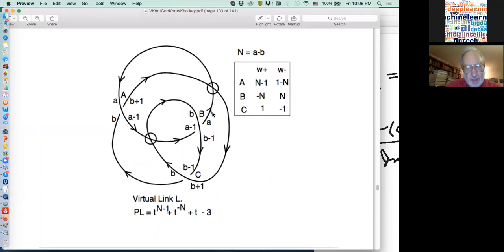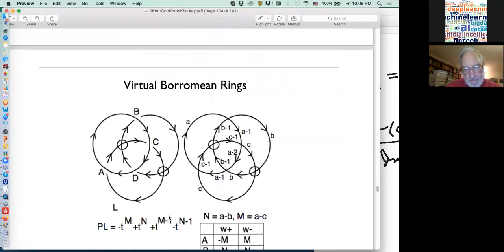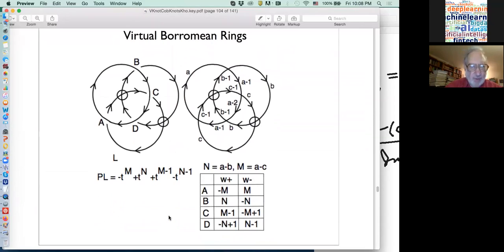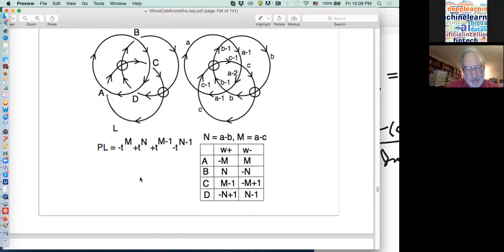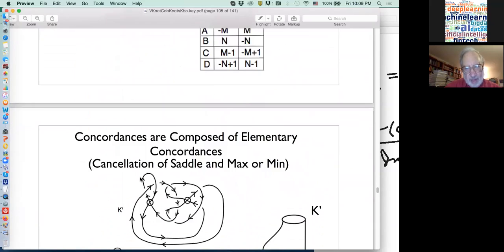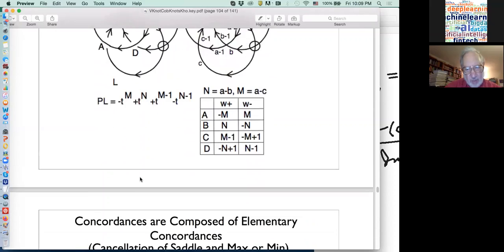And here's a virtual link. And again, I get differences, and I get a polynomial for it. And you can go on into other examples, like here is the virtual Borromean rings. It's a little like the Borromean rings. It's certainly the case that if I drop any one of the components, the other two fall apart. And I can go through the labeling process and find the differences and get a polynomial for that and detect its non-triviality. That's one thing, and an interesting thing to explore. I won't go on with that.